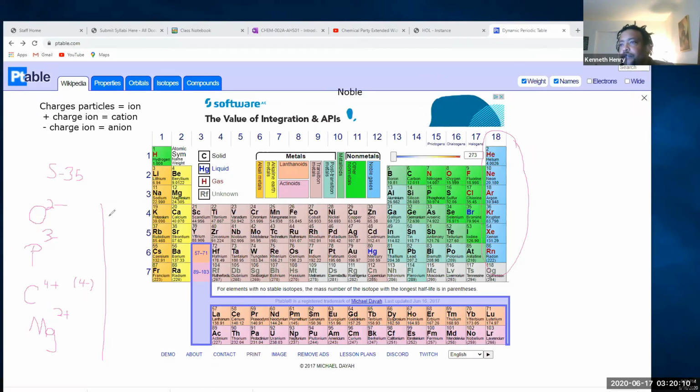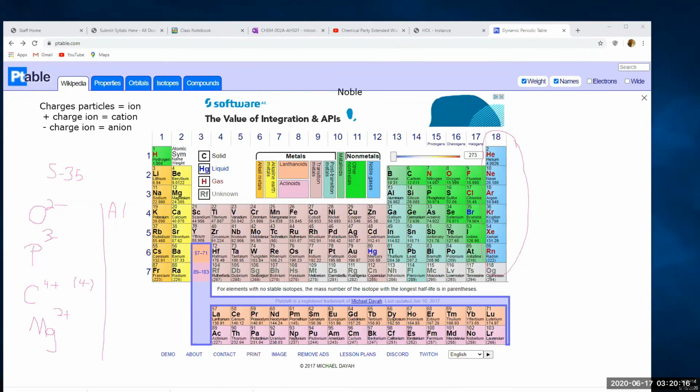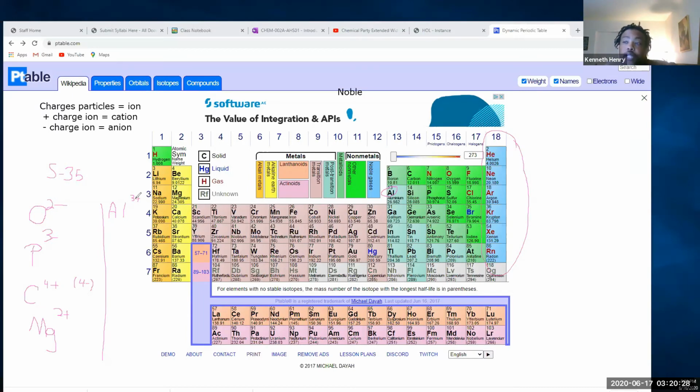What about aluminum, Al? It's right here. Plus 3. Oh no, it's going to be 3 plus. So you always put the number first, and then you tell me the charge. So we're telling you, I have a 3 plus charge.